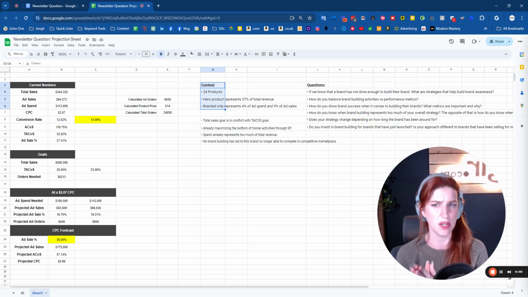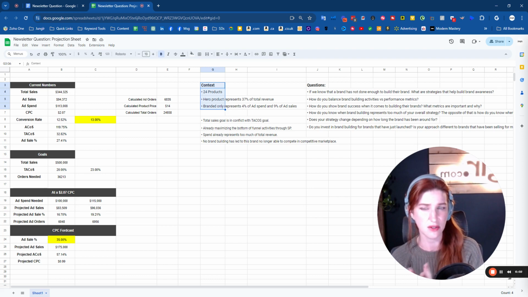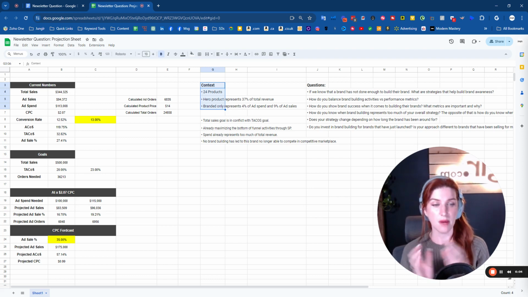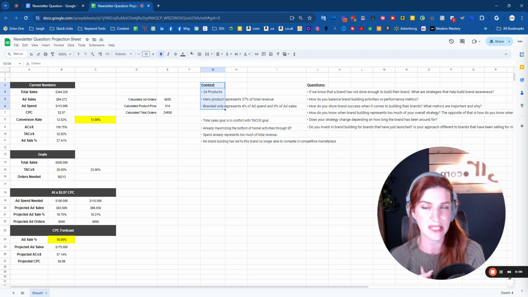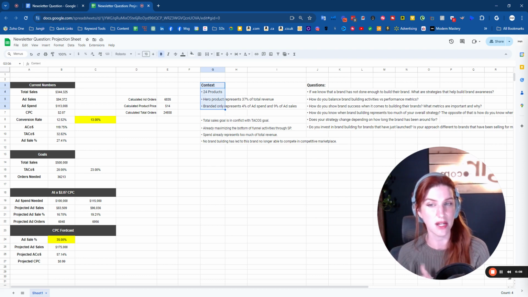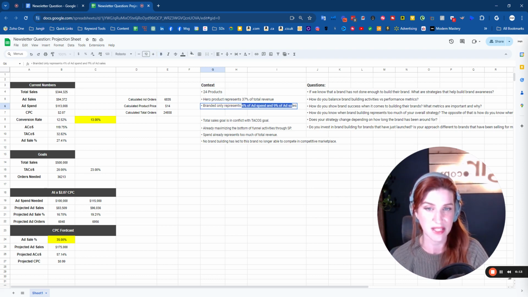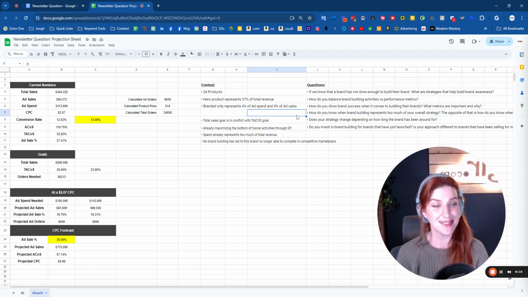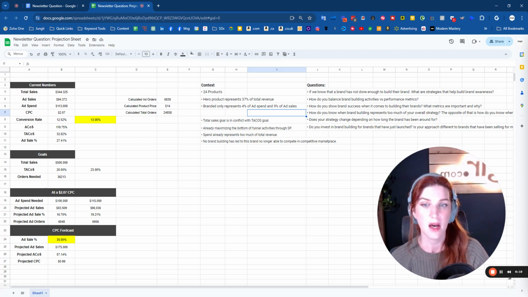Now there is The Hero product representing 37% of total revenue. I'm going to pull out maybe some ideas for looking at the rest of the catalog in a second. And then branded only represents about 4% of ad spend and 9% of ad sales. So there is branded and it is working.